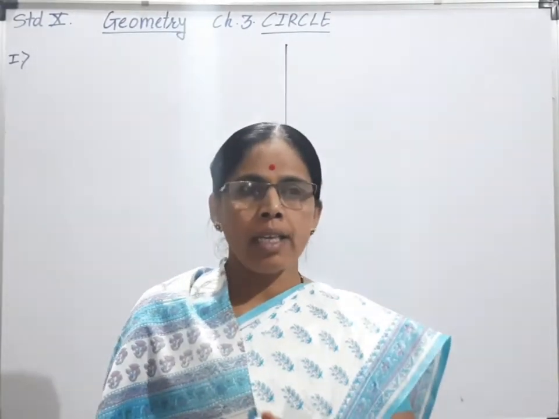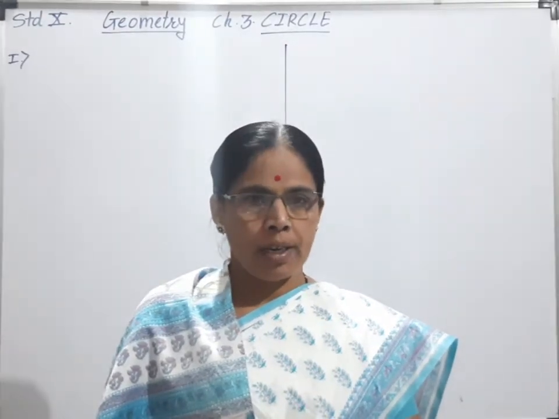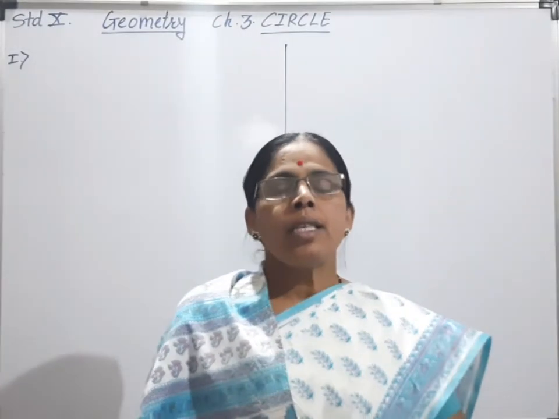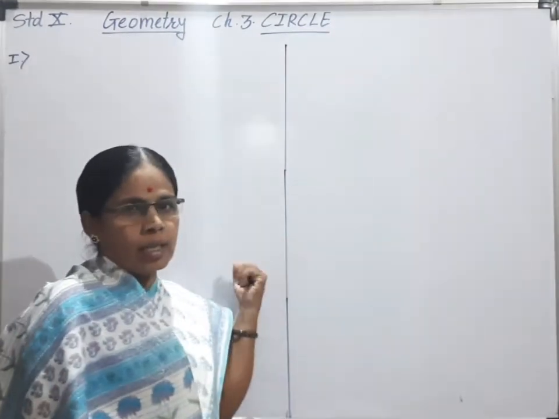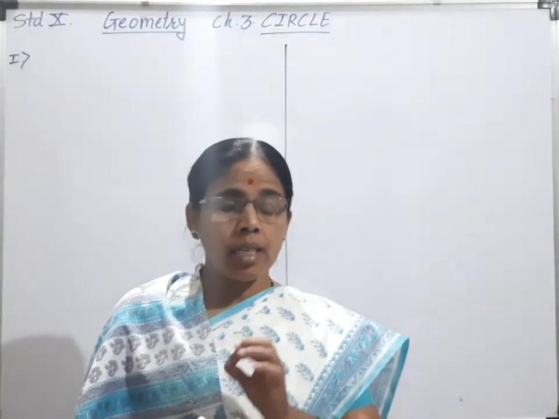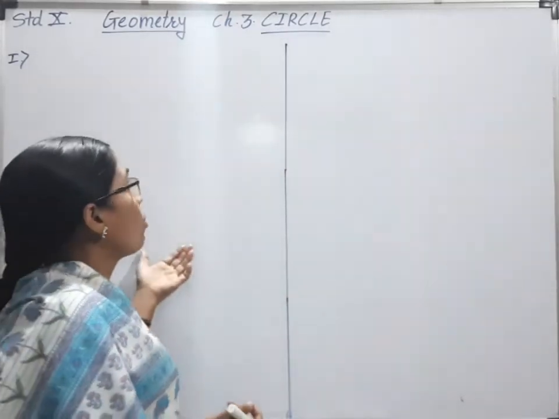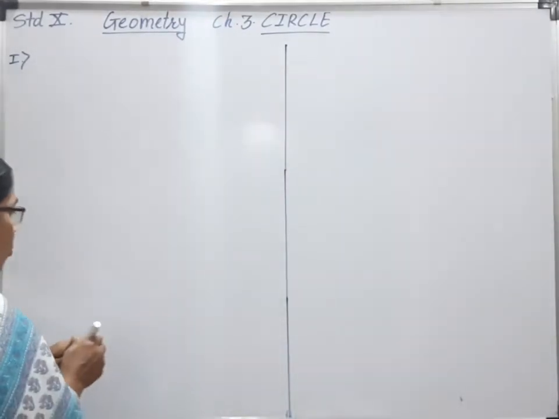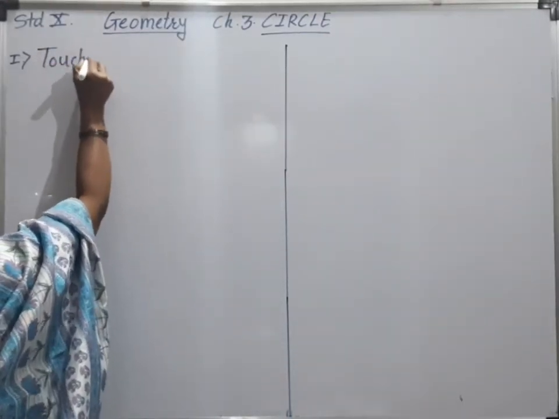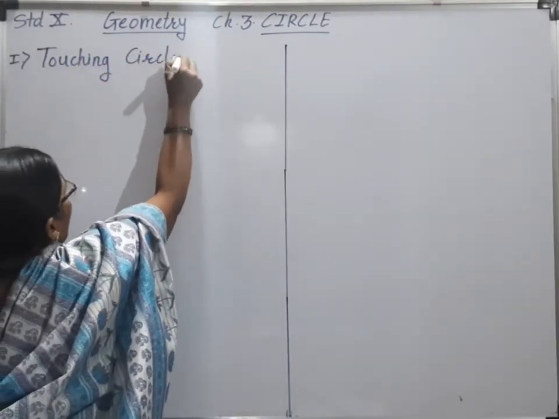tangent means when a line touches the circle in only a single point, that line is called the tangent. Similarly, when two circles touch each other in a single point, these two circles are called touching circles. Now in this video our next topic is touching circles. We will learn how two circles touch internally and externally.